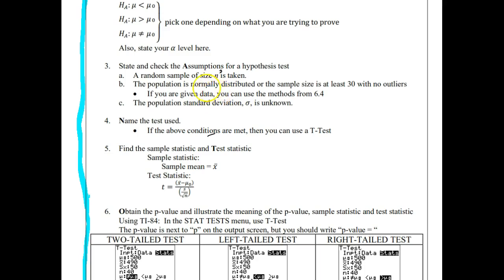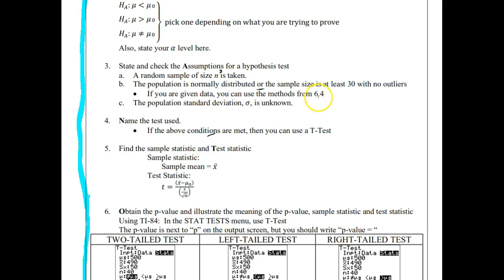So for quantitative data, we want a random sample of size n. We either want a population that's normally distributed or a sample size that's at least 30 with no outliers in it. Now, if you're given data, you can use the methods from 6.4 to see if a normally distributed population is a reasonable assumption to make by looking at the histogram, the modified box plot, and the normal probability plot.